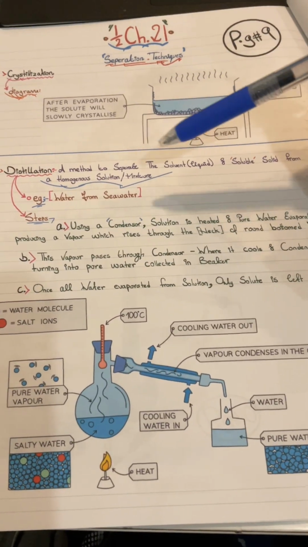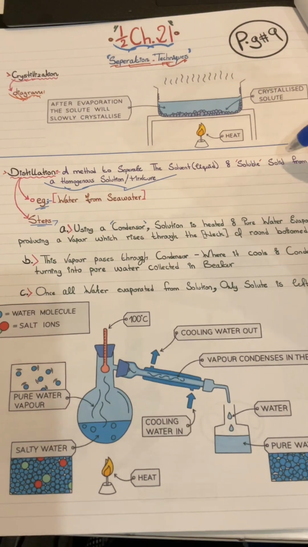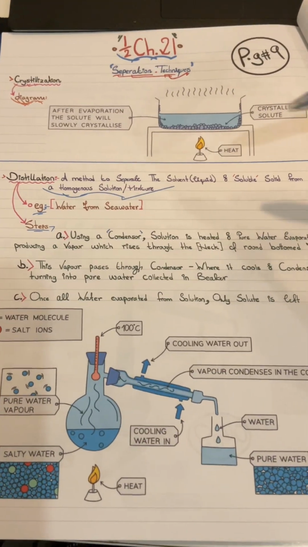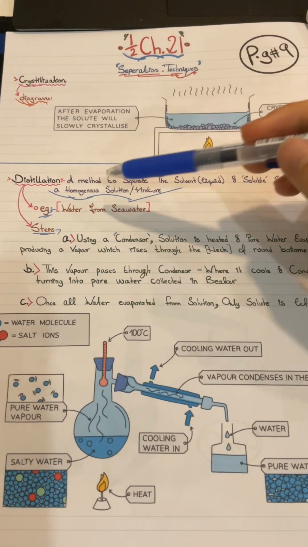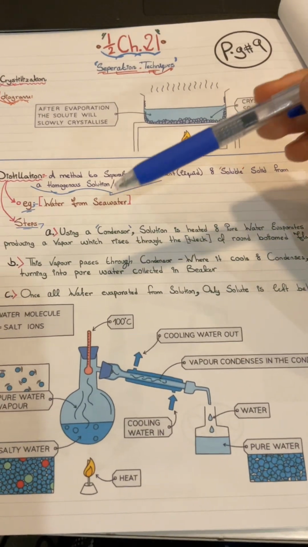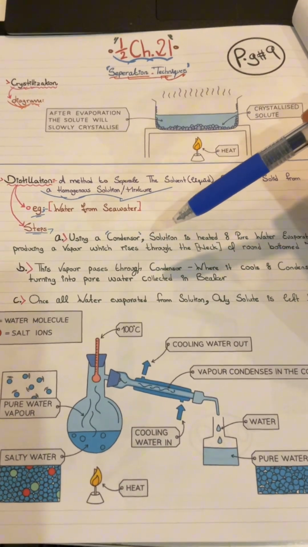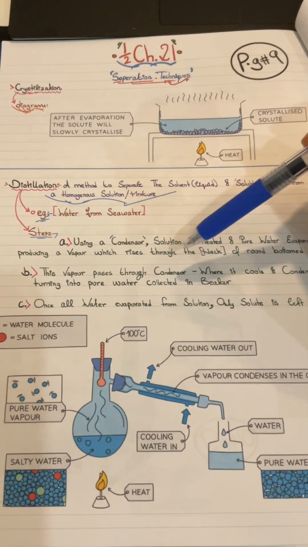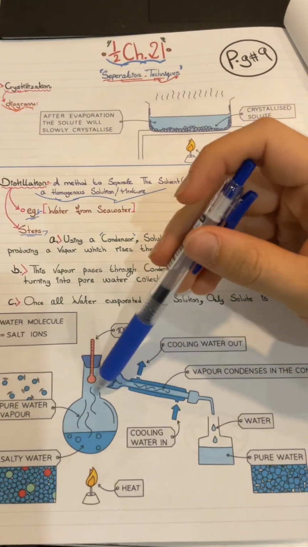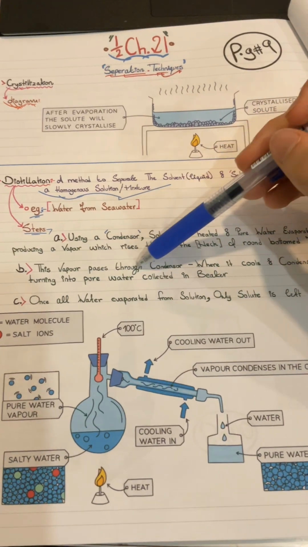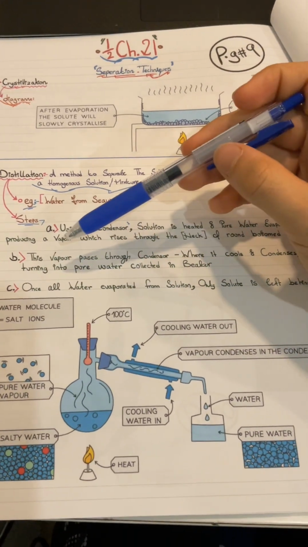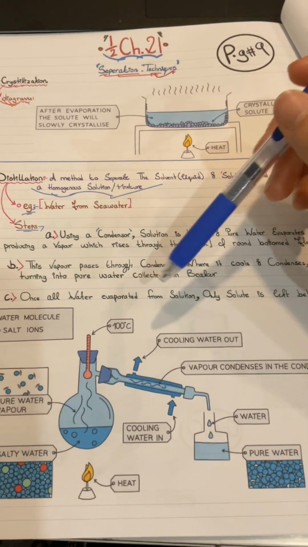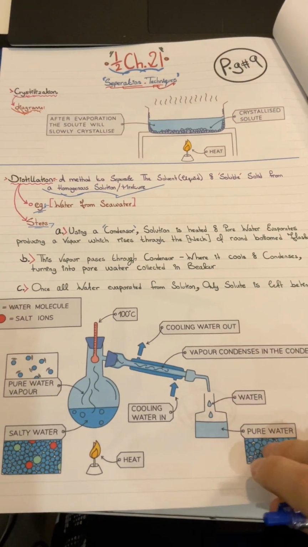Distillation is a method to separate the solvent, the liquid, from the soluble solid. So it's almost like a reverse of the previous ones, from a homogeneous solution or mixture. Example, water from seawater. So we use a condenser in this method. The solution is heated and the pure water will evaporate, producing water vapor that will rise through the neck of the round bottom flask. This vapor passes through the condenser where it cools and condenses, turning into pure water collected in the beaker. Once all the water is evaporated from the solution, only the solute is left behind.